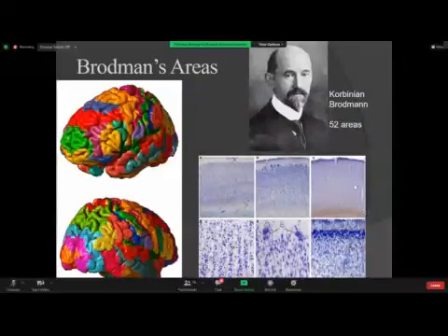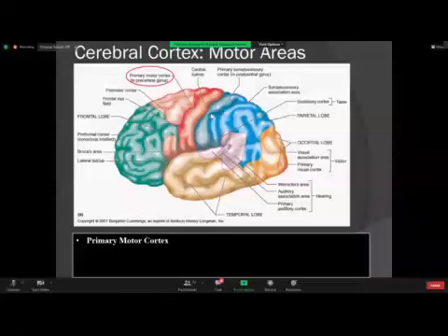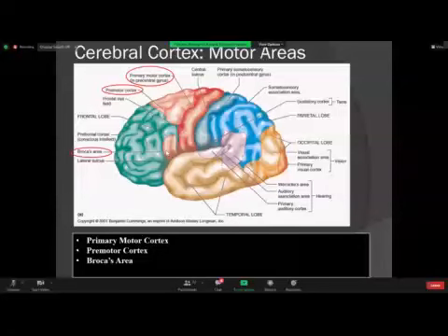Okay, now over here we are going to start talking about the motor cortex. Here is the primary motor cortex. Then we have the premotor cortex. Then we have the Broca's area, which is involved in the speech. Then we have the frontal eye field. This is again an important thing.